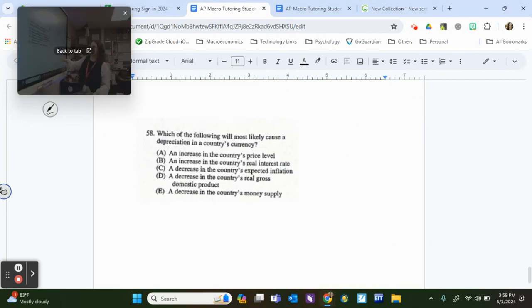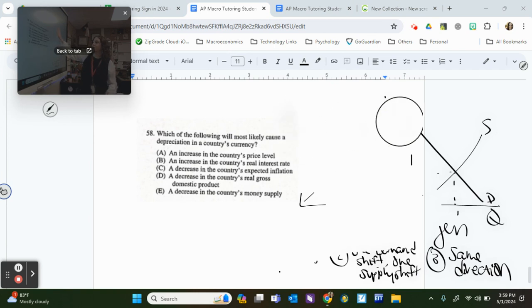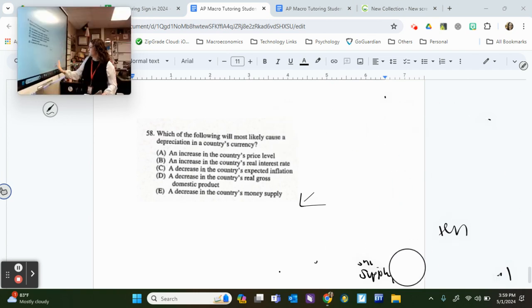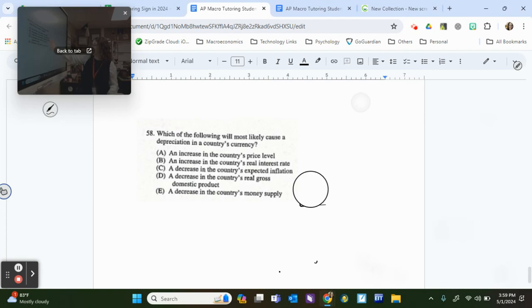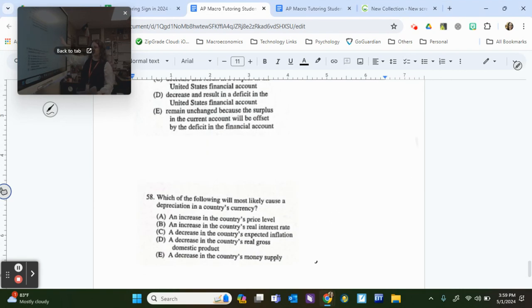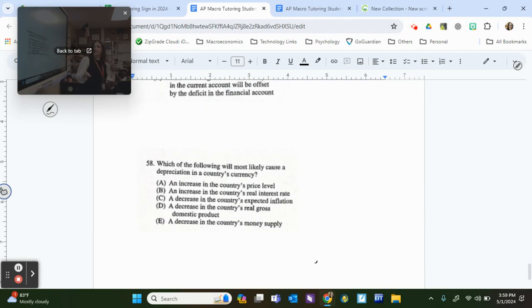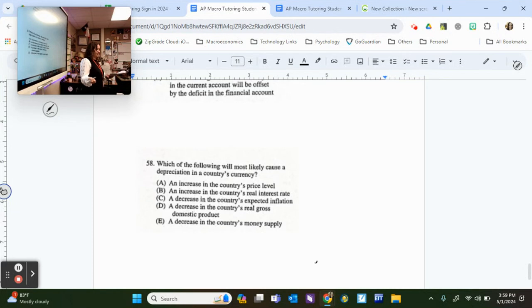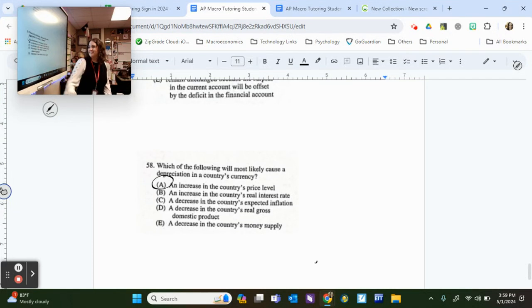Which of the following will most likely cause a depreciation in a country's currency? So we're looking for something that would decrease the demand for money in that country. No one wants to spend their money there. Okay. Well, on A, if there is an increase in the price level, that means things are more expensive. And that's the answer. That one was hard.